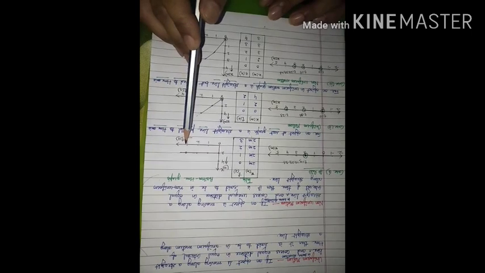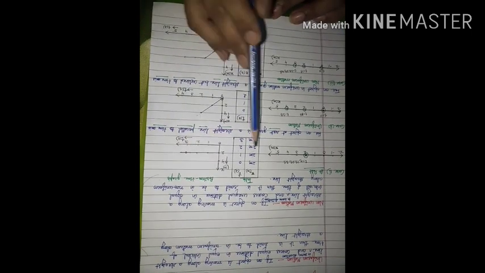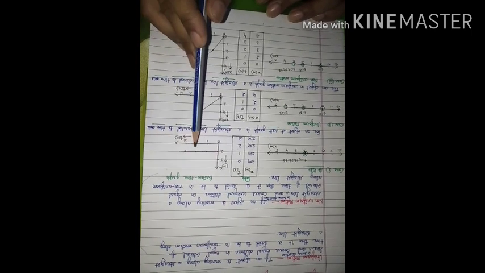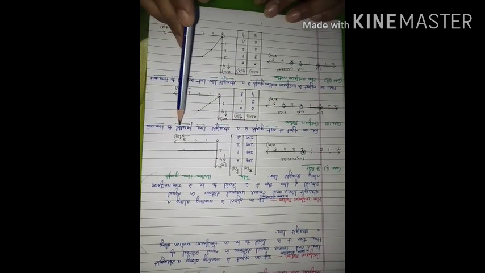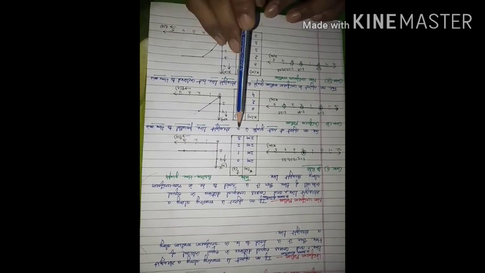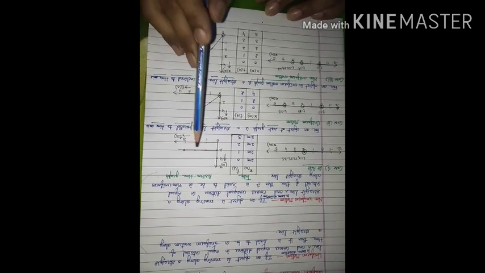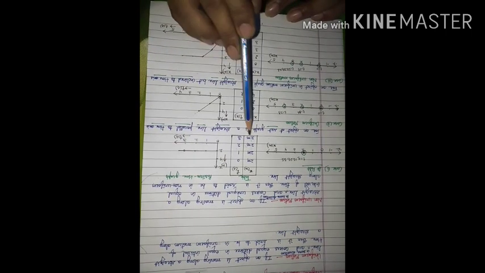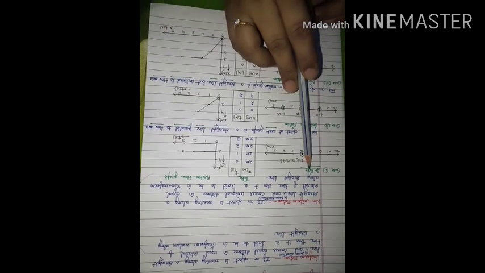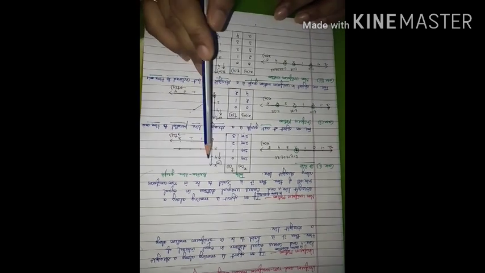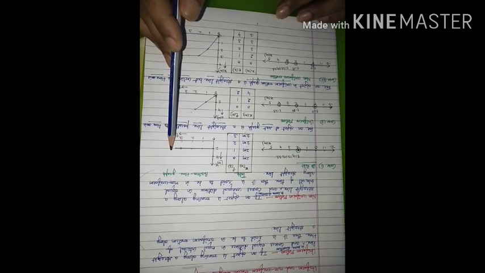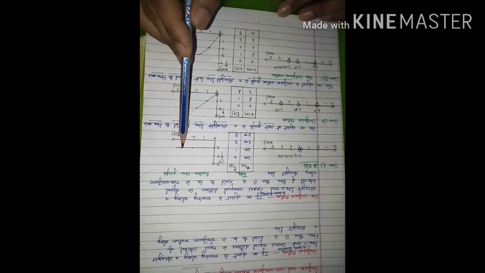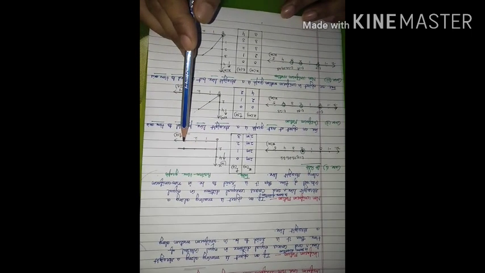So if an object is stationary, at the state of rest, its position-time graph will be a straight line parallel to the time axis. In this case, time will change, but the position of the object will remain unchanged. So in this case we have considered an object at rest, and its position-time graph comes out to be a straight line parallel to the time axis.